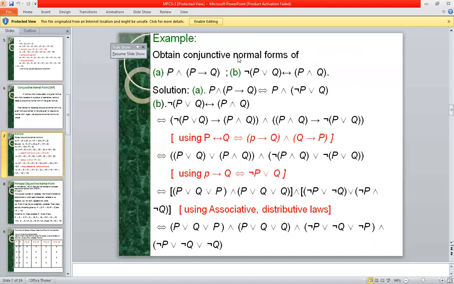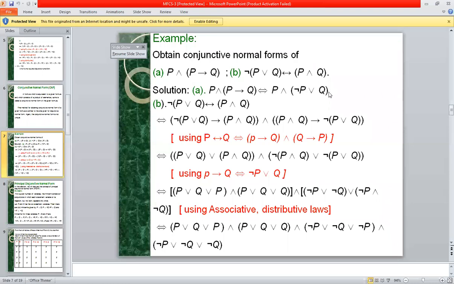Obtain the conjunctive normal form of the formula P and (P implication Q). So we are considering P and P implication Q. Here we are applying P implication Q is equivalent to negation P or Q.